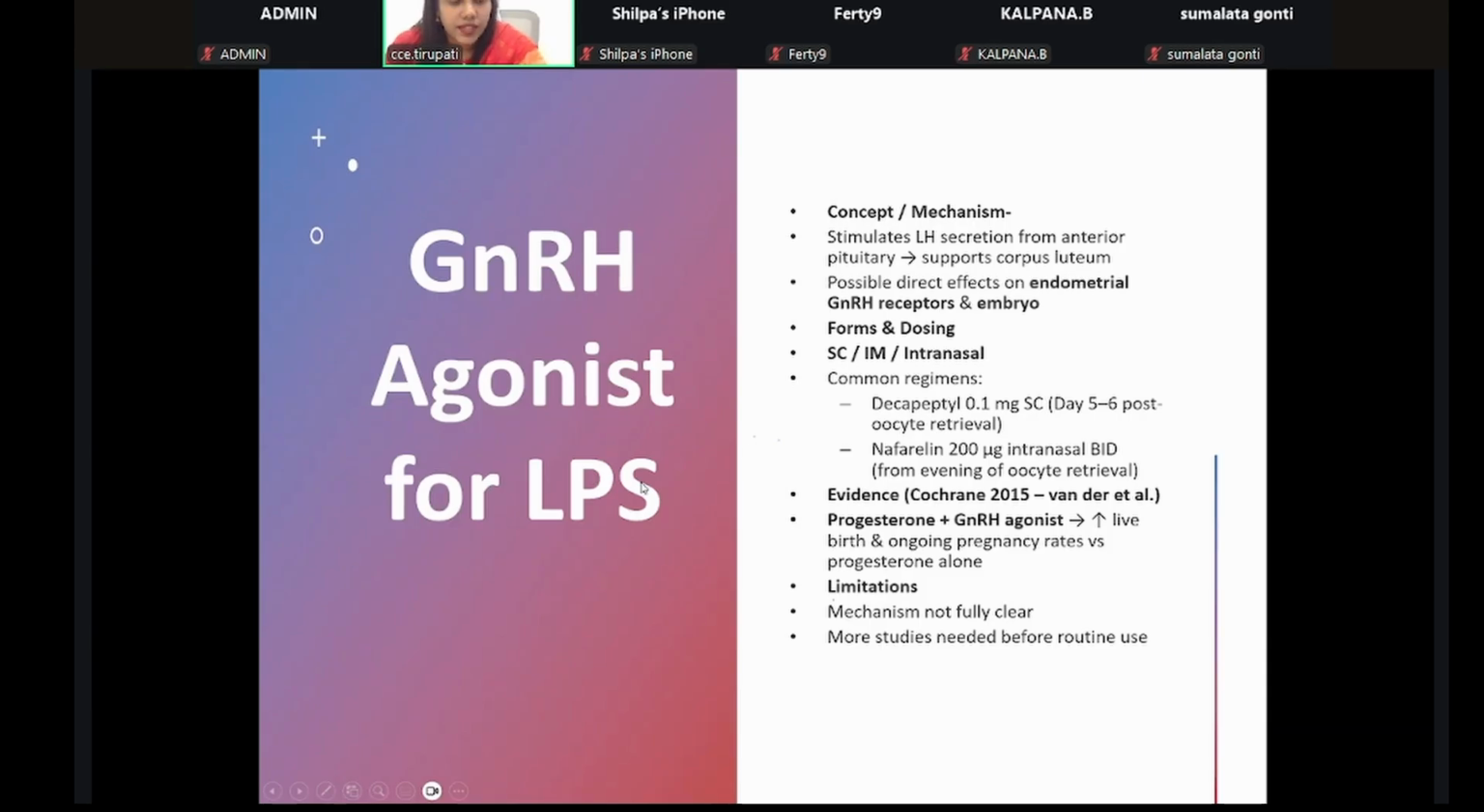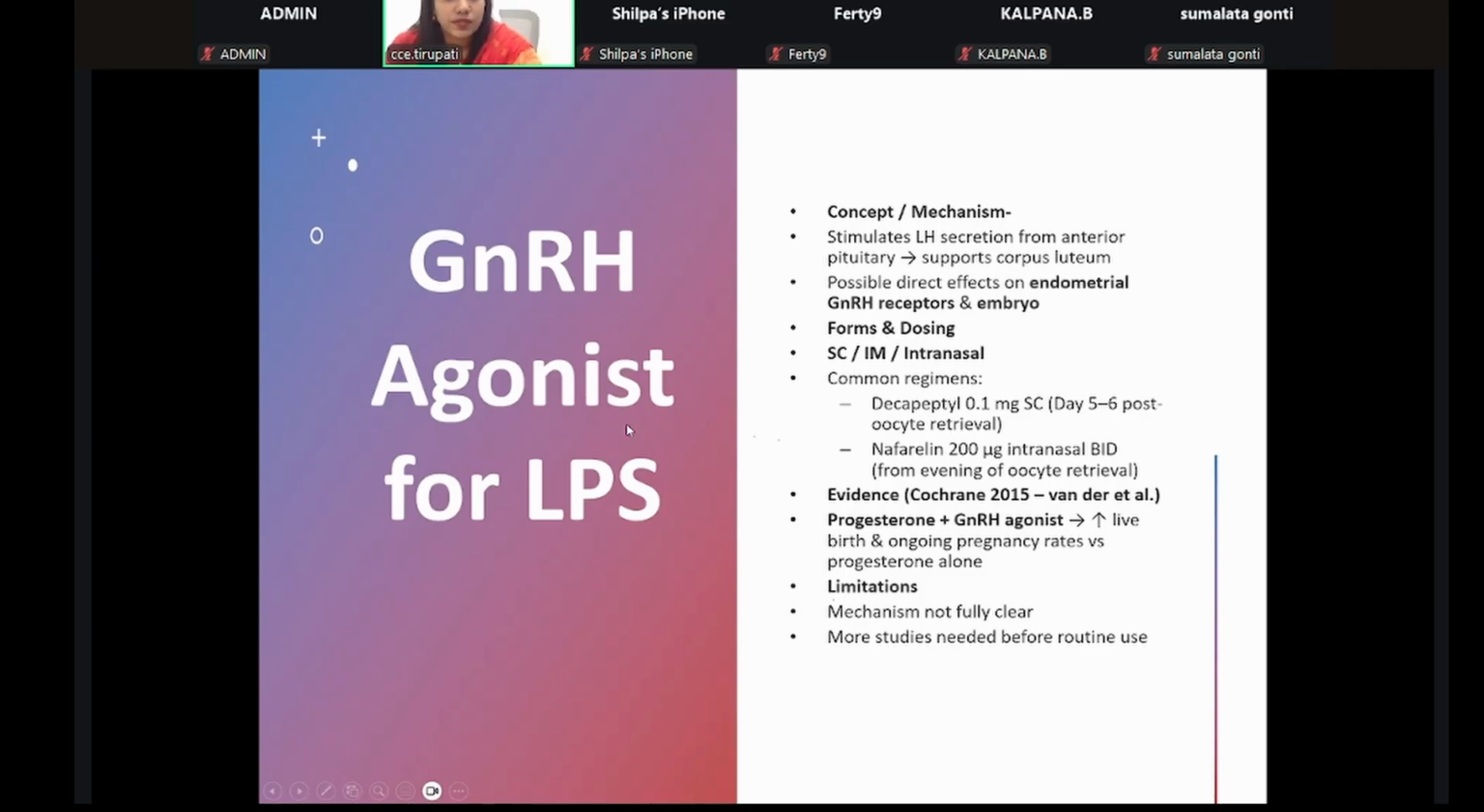Coming to GnRH agonist for LPS. The mechanism is that it stimulates LH secretion from the pituitary and supports the corpus luteum. The agonist also has direct effects on the endometrial GnRH receptors, and it also has direct effects on the embryo. So it supports embryo implantation and increases the success rates in IVF and IUI cycles.